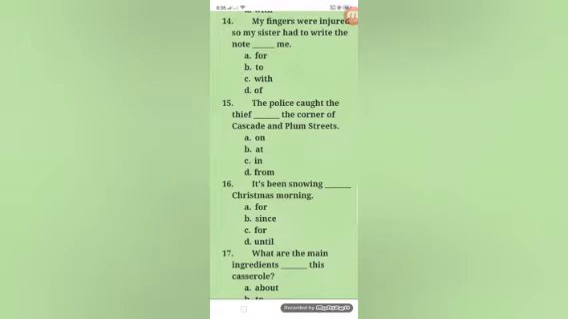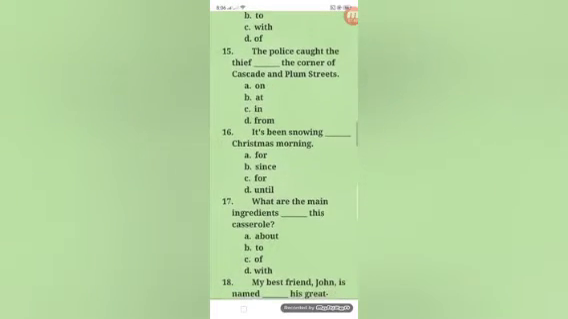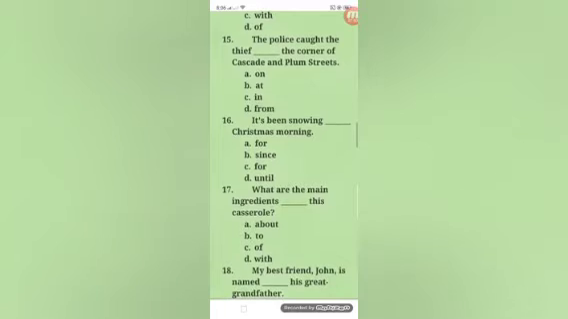Okay. So a specific point of a certain place, we always use the preposition at. Okay? At the corner, at the middle, at the edge, stuff like that. Okay? Or at the gate, like that. Number 16, it has been snowing blank Christmas morning.